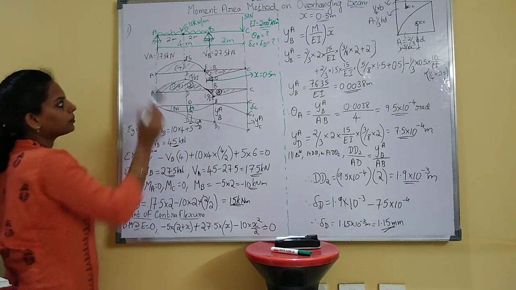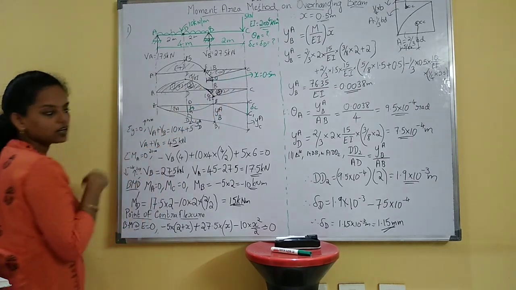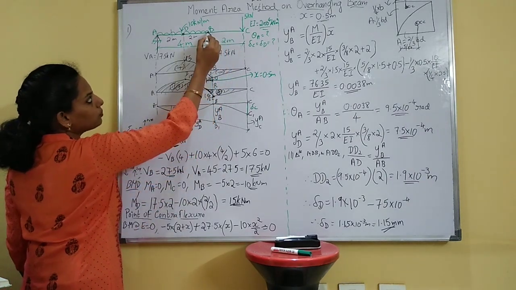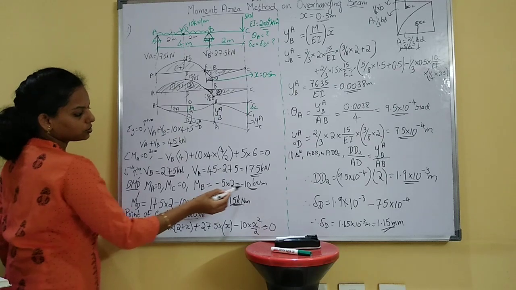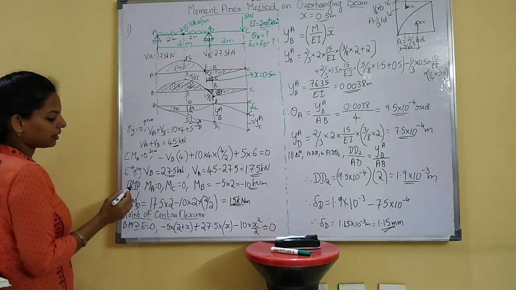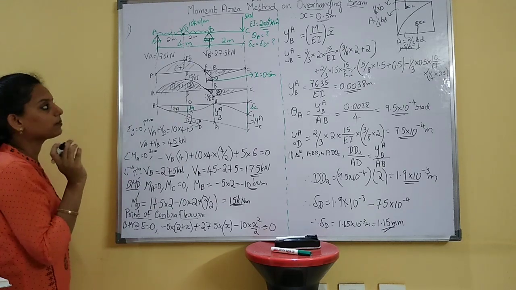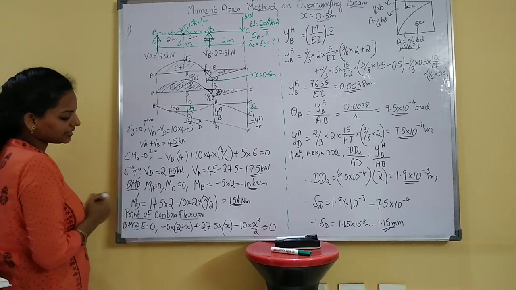Next, to find out bending moment, you know that at A and at C it will be equal to 0 at the free end. So MB is 5 into 2, minus 5 into 2, equal to 10 kilonewton meter, minus. We know that upward is positive and downward is negative while calculating bending moment. That is the sign convention.